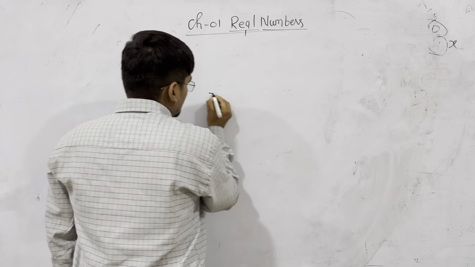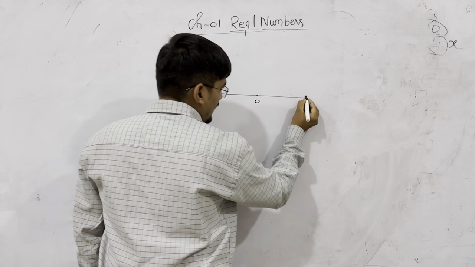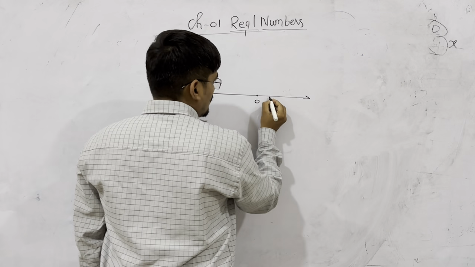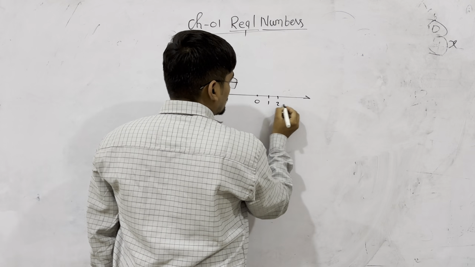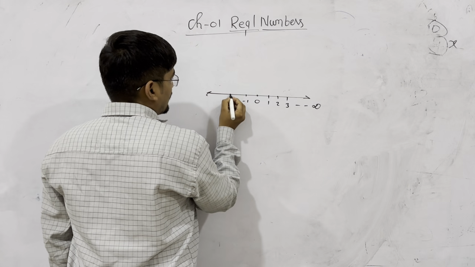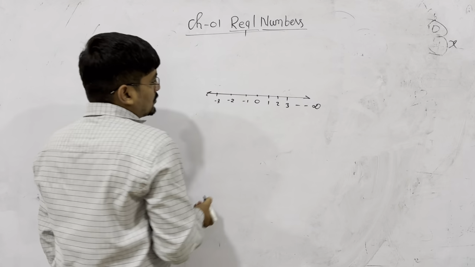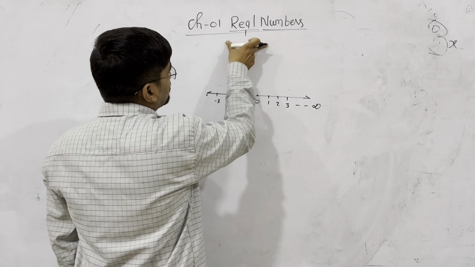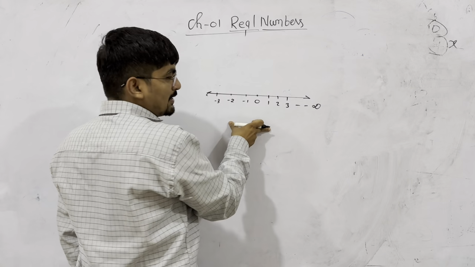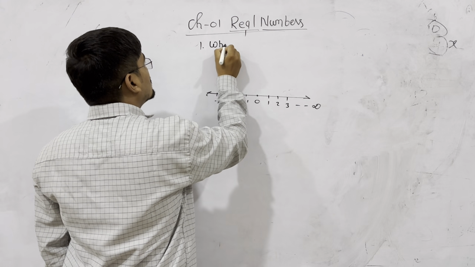By the concept or logic of mathematics, you know the number line, 0. On the right hand side, we have the positive numbers 1, 2, 3 up to infinity, and on the left hand side, we have negative numbers -1, -2, -3. So this is the number line. Any number which can be represented on the number line is known as a real number.